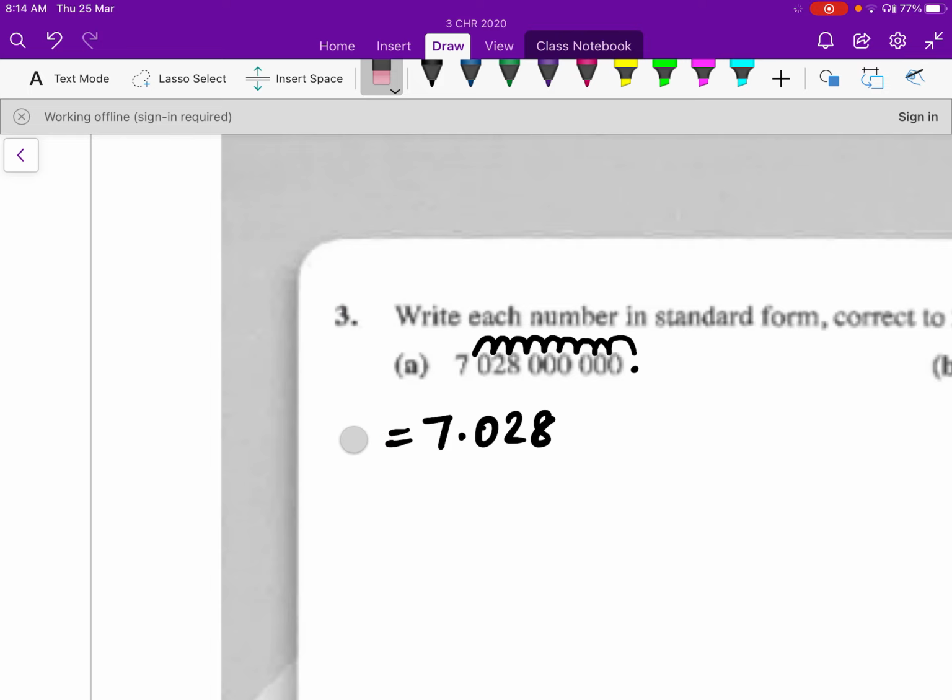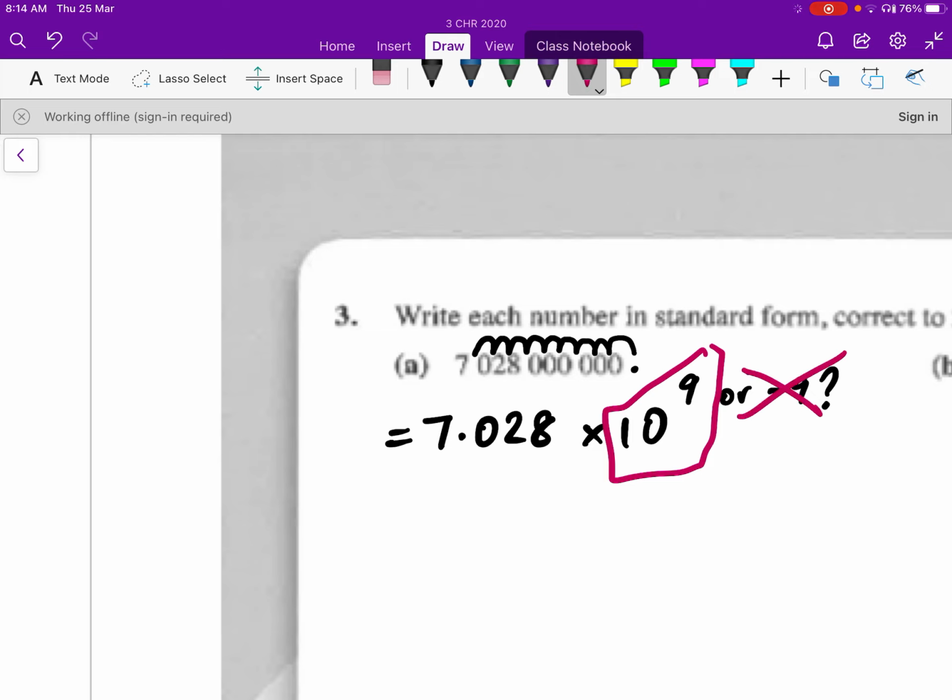Therefore, we need to times 10 to the power of, is it 9 or negative 9? 9. So you have to decide. You can do so by using your calculator to check it out also. Now 10 power 9 is a very big number. So it makes sense for it to be 10 power 9. It is actually 1 billion. Okay? So power negative 9 is very small. So our answer is 7.028 times 10 power 9.